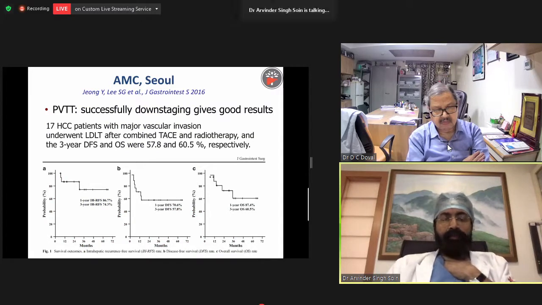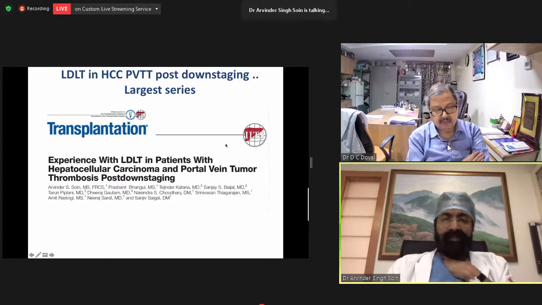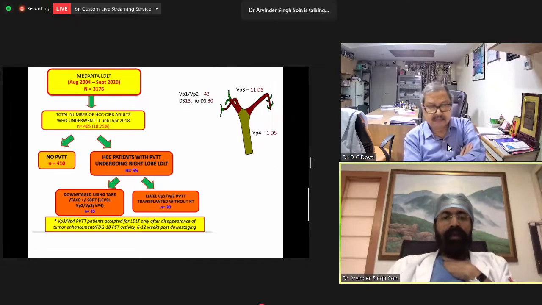Another series from Asan Medical Center, Seoul, involved 17 patients of HCC with major vascular invasion after TACE and radiotherapy, and they achieved a 3-year DFS and OS of around 60%. This is our series of patients with PVTT and downstaging prior to liver transplantation. This is the largest series in the world. Let's look at these 55 patients, 25 of whom were downstaged, and 30 were transplanted without downstaging because they had early portal vein tumor thrombus, like in segmental veins.